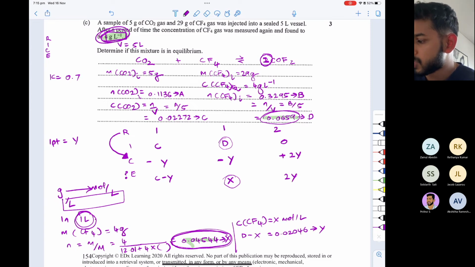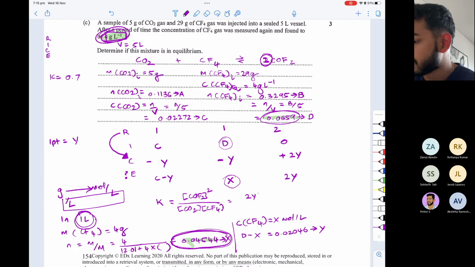That's it. So now when you sub this all into K, K is equal to, what's the expression for K? You would have already got it in the above question. So COF2 squared divided by CO2 times CF4. And when you sub it all in, it's going to be equal to 2Y bracket bracket. Remember the 2 is inside the bracket. I'll make that mistake. CO2 is equal to C minus Y. And CF4 is equal to X, whatever you stored that as.